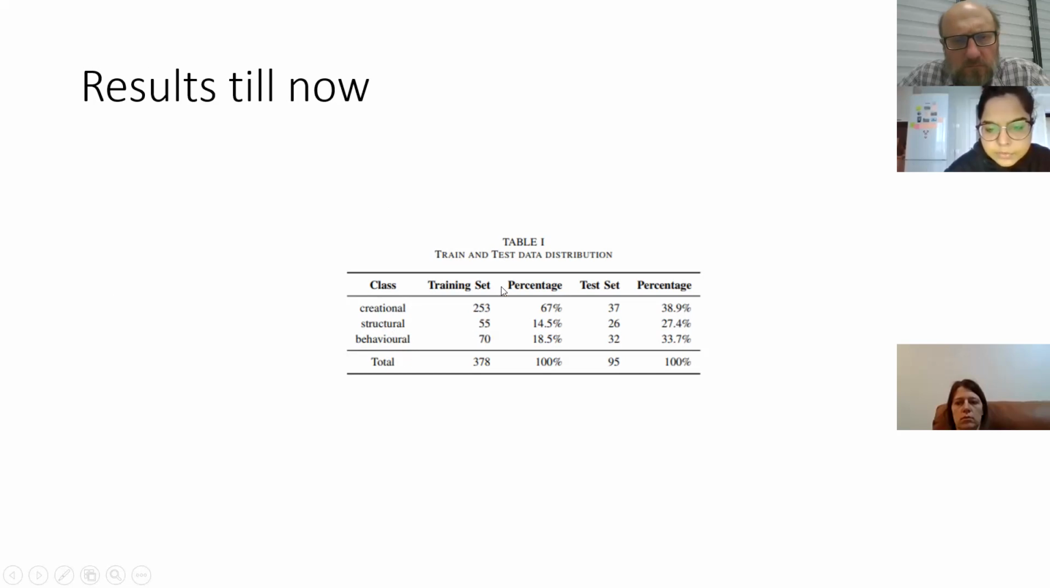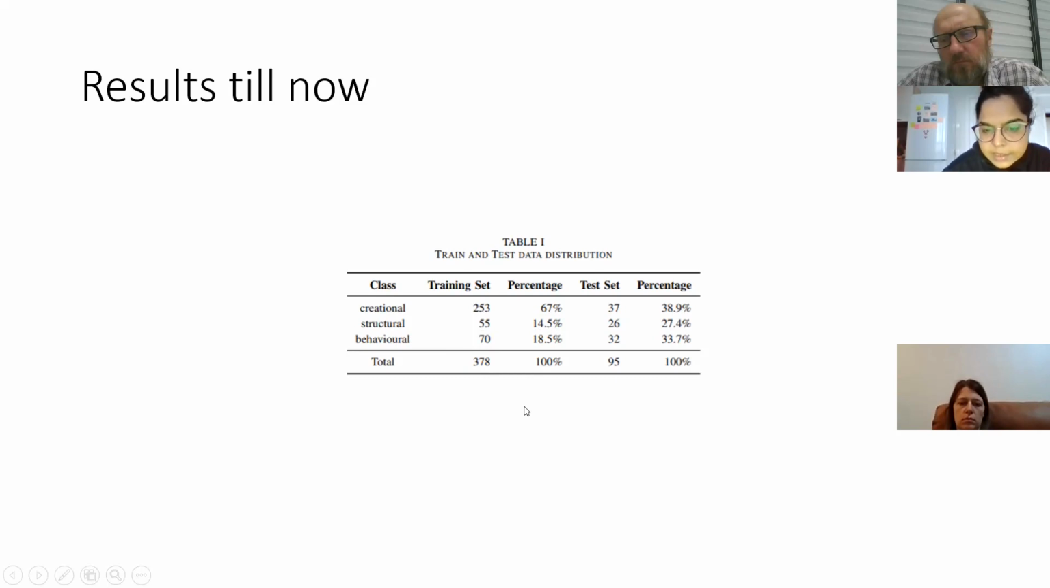Okay, so here is the exact number: 253 training sets and 37 test sets for creational. And these projects are not completely different. When we say creational 253, structural 55, behavioral 70, it means some of the projects overlap and have multiple categories of patterns. So this is the percentage.